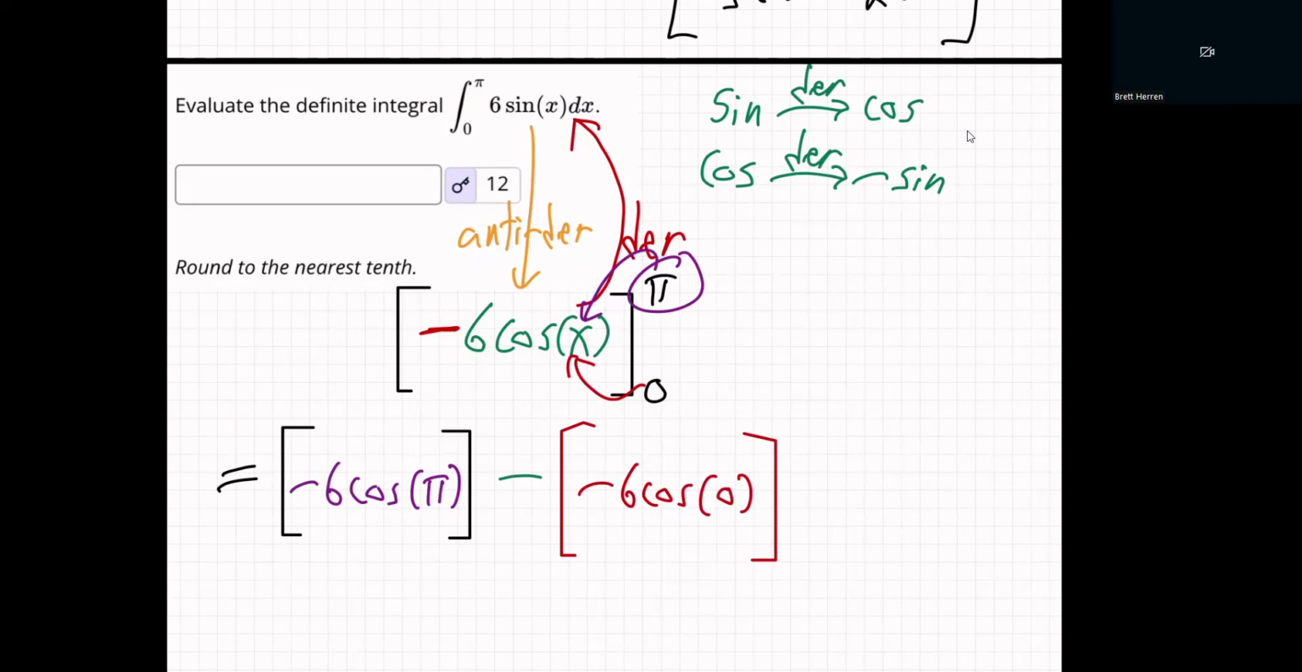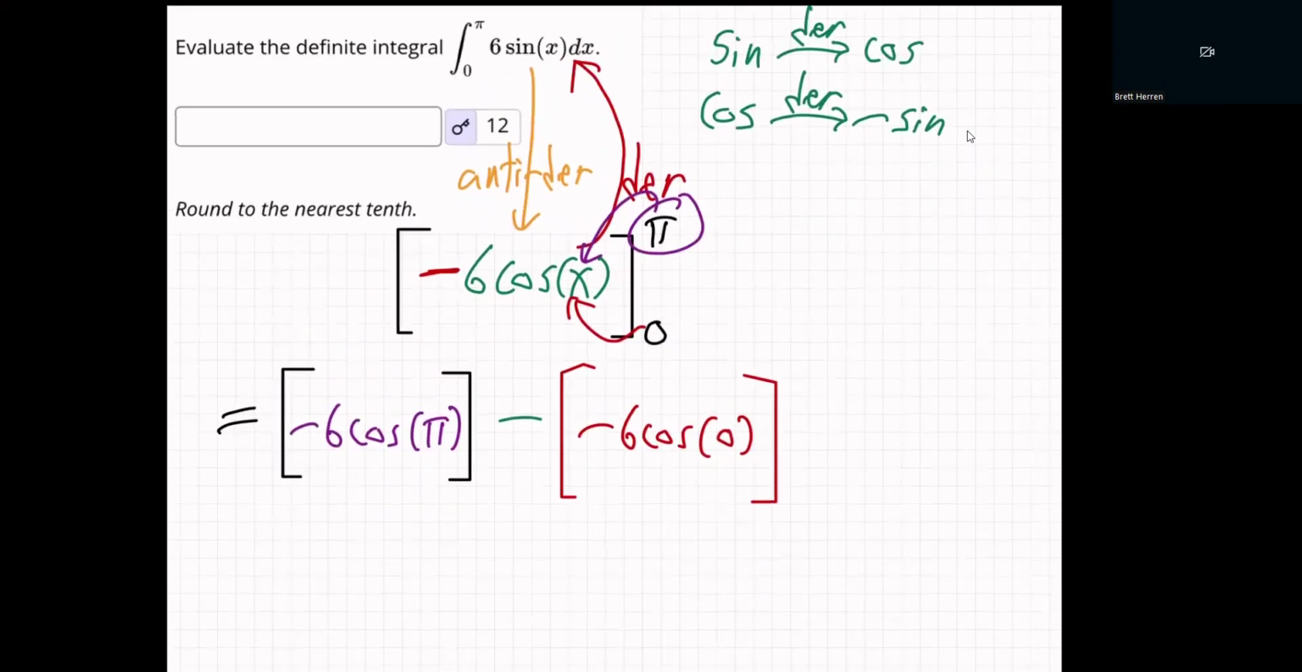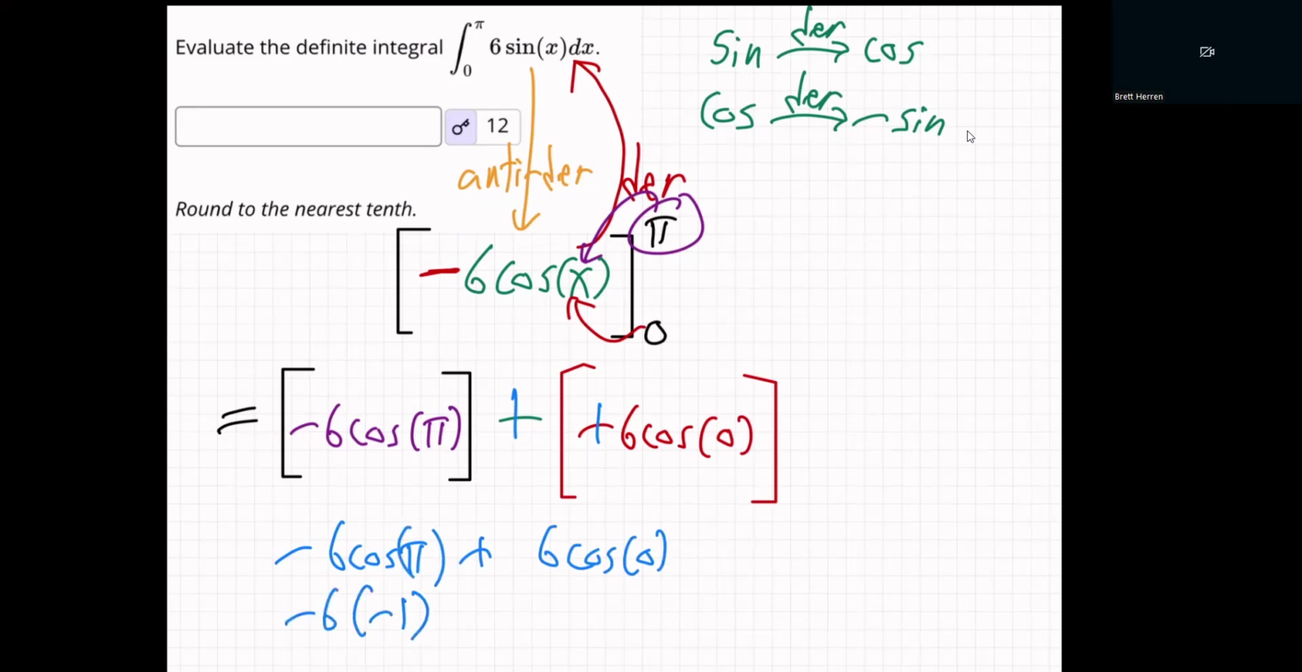Like so. Okay. Now, you can go to Desmos. I would probably just make this both positive right there, right? Two negatives make positive. So I would just type in minus 6 cosine pi plus 6 cosine 0. Now you might know already, cosine of pi is negative. You can go to Desmos and find out it's negative 1. The cosine of 0 is positive 1. So this is going to be negative 6 times negative 1, positive 6, plus the other 6. 6 and 6 is 12.